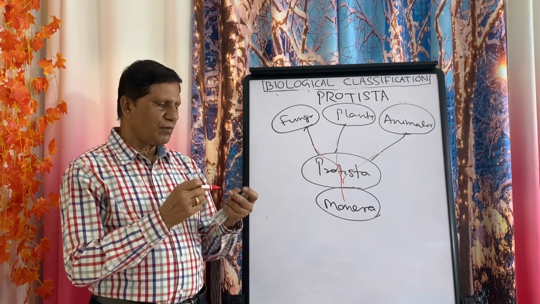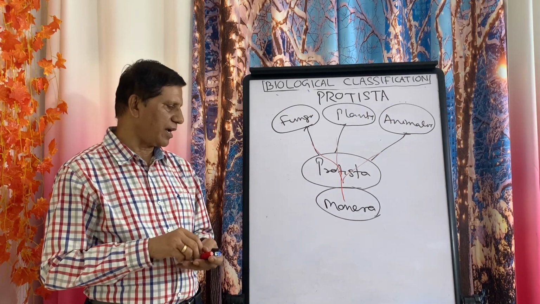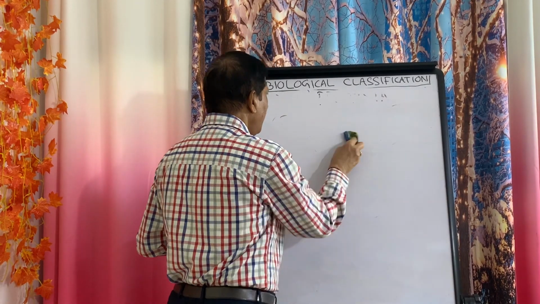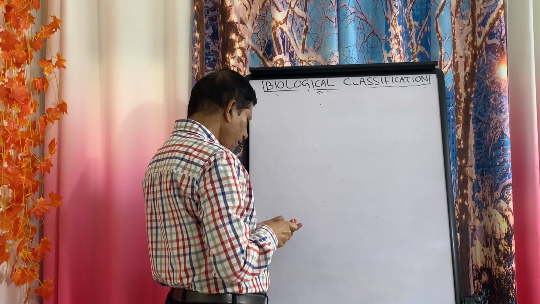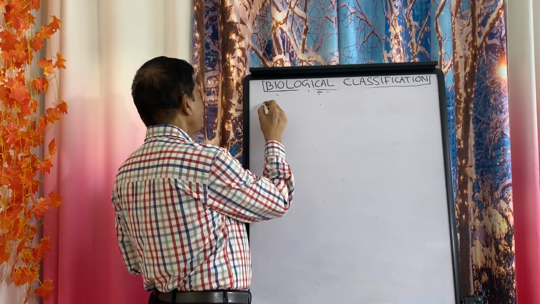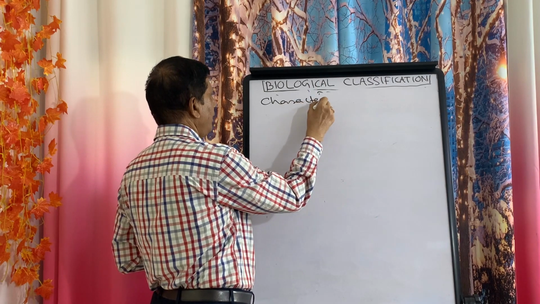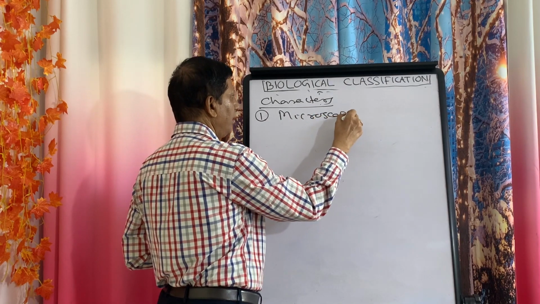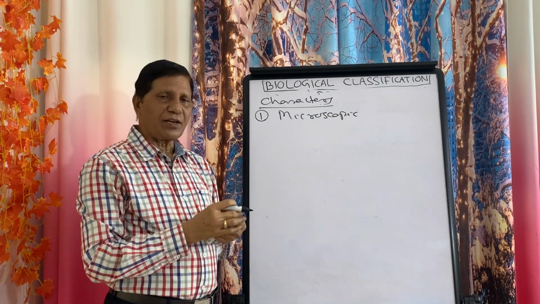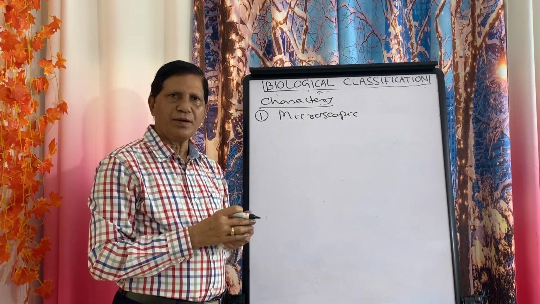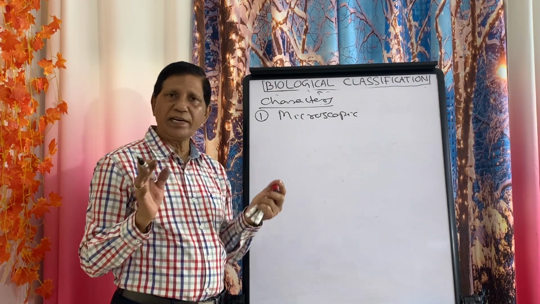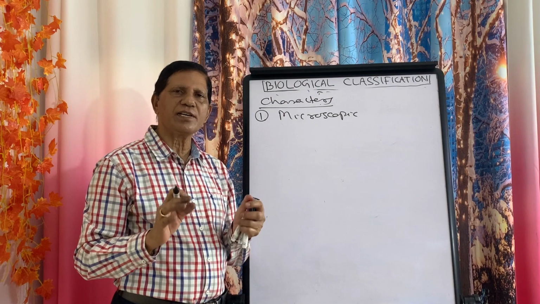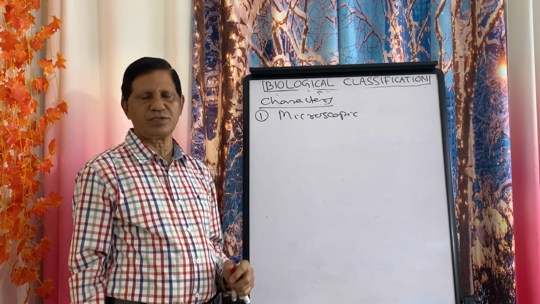Now, let us discuss what are the different characters of this Protista kingdom. The first character is, these are microscopic. These are not microscopic just like that of virus and bacteria, but still they are microscopic. It doesn't require an electron microscope. We can see them through a compound microscope in the laboratory, but still they are very small in size, and we can call them microscopic organisms.